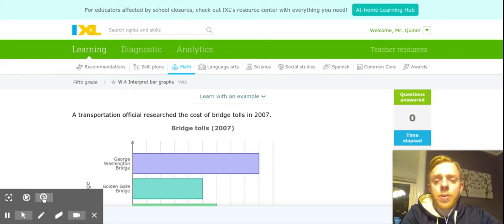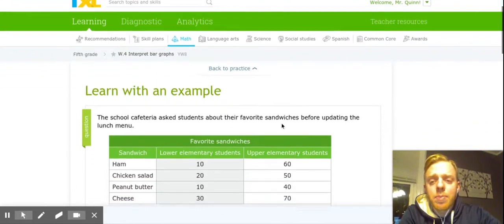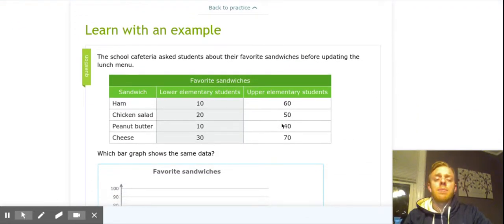All right, guys, quick talk through video here. We are dealing with an IXL skill on interpreting bar graphs. We're going to start first by looking at our example that is provided to us. This is there for you too on the first question that you do. I always encourage you guys to take a look at that.